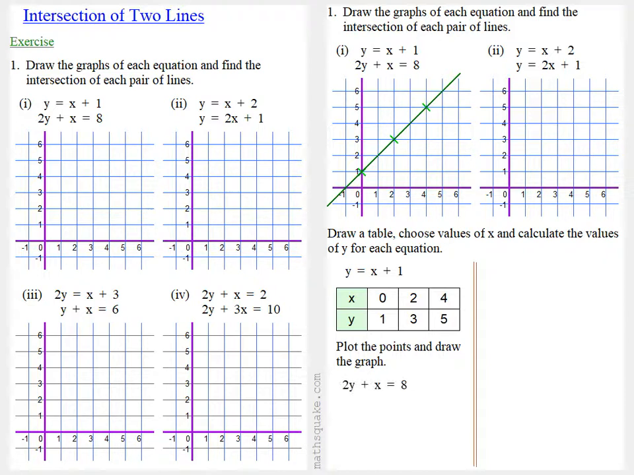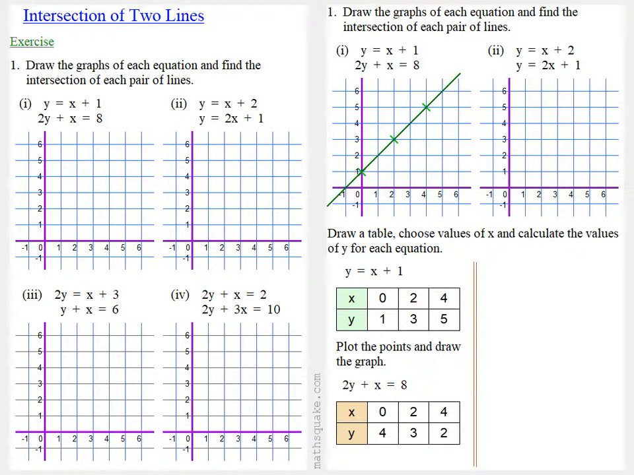For the equation 2y plus x equals 8, I draw out a table, I choose some values of x, I've chosen 0, 2 and 4, and then I work out the values of y. Well, if x is 0, 2y is 8, and so y is 4. If x is 2, then 2y plus 2 equals 8, so 2y is 6, y is equal to 3. If x is equal to 4, 2y plus 4 equals 8, so 2y is 4, or y is 2.